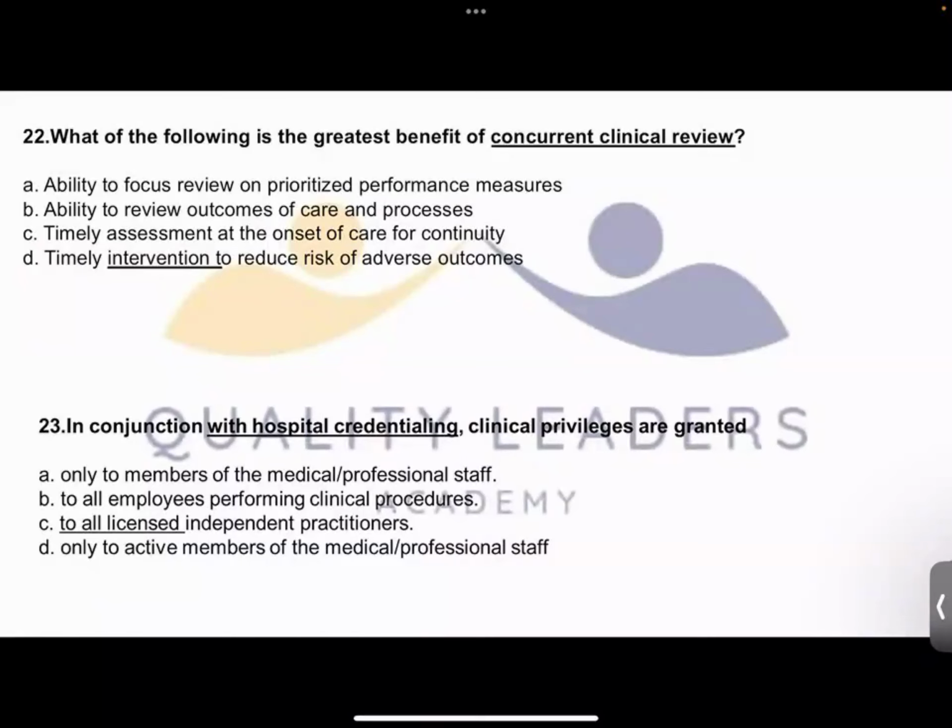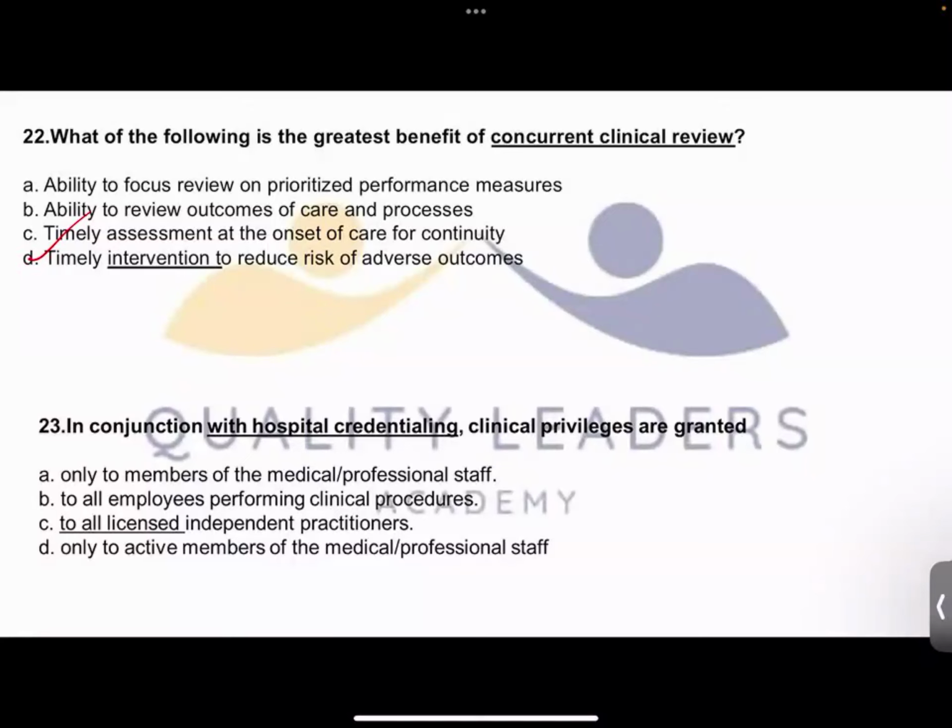To review outcomes. Letter D is the correct answer because this is the most significant benefit of the concurrent clinical review. Not letter A, because this is a broader goal and not specific to concurrent review. Letter B is an outcome; reviews that are typically retrospective. The meaning of retro is after, not concurrent. And what about letter C? Well, this is also important, but the main benefit of the concurrent review is preventing adverse outcomes.